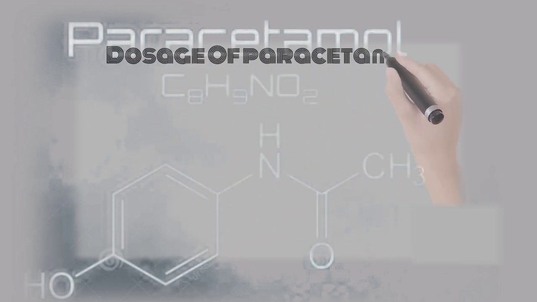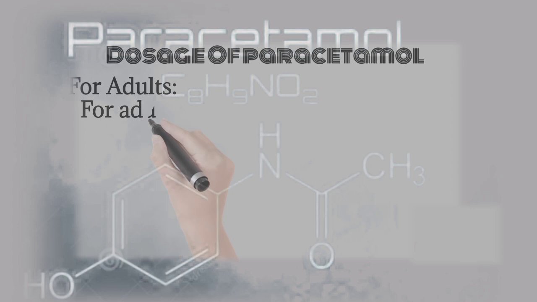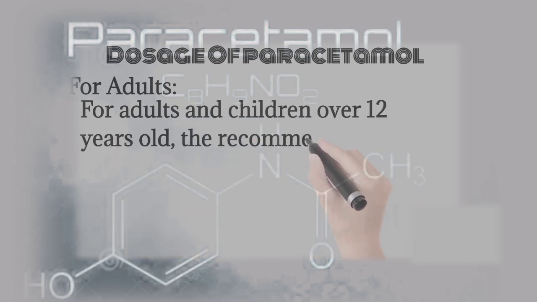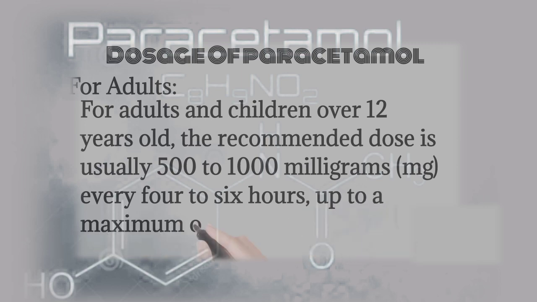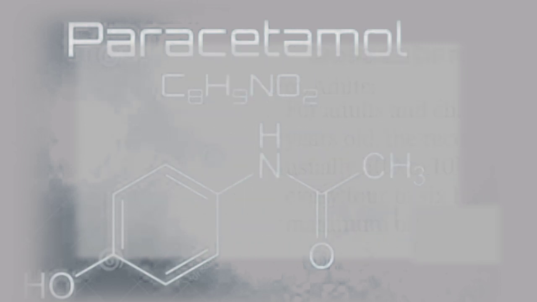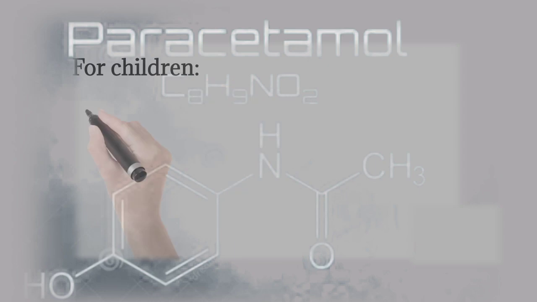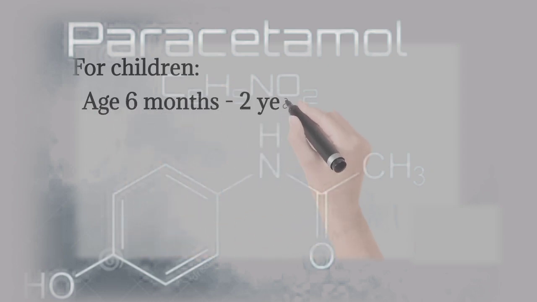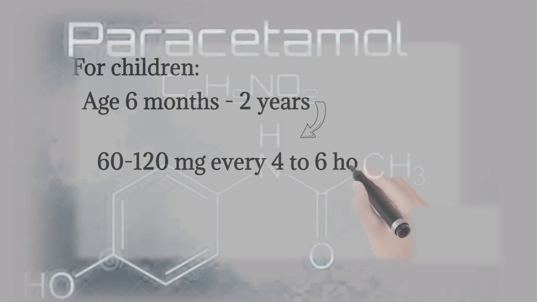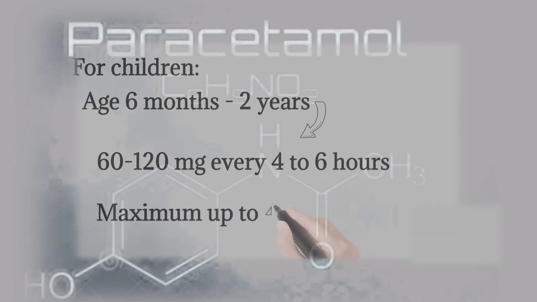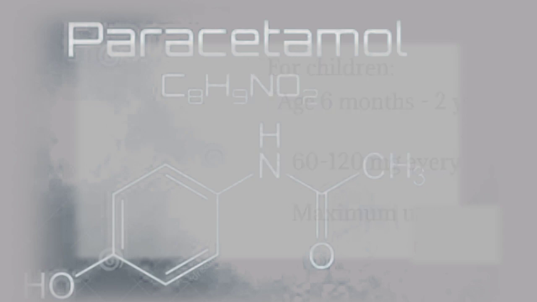Dosage of paracetamol. For adults and children over 12 years old, the recommended dose is usually 500 to 1000 milligrams (mg) every 4 to 6 hours, up to a maximum of 4000 mg per day. For children aged 6 months to 2 years, the recommended dose is 60 mg to 120 mg every 4 to 6 hours, up to a maximum of 480 mg per day.